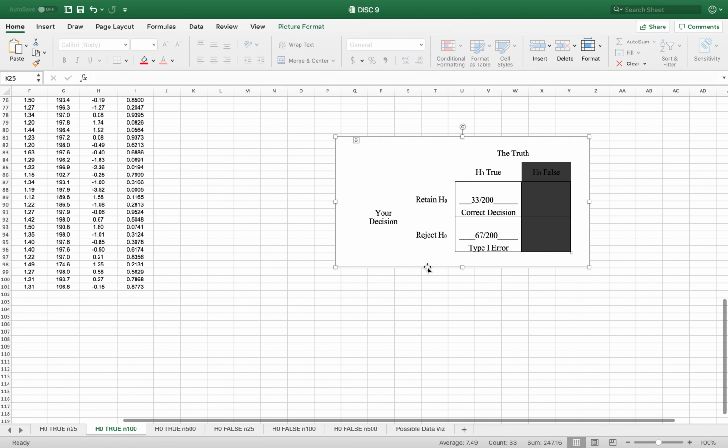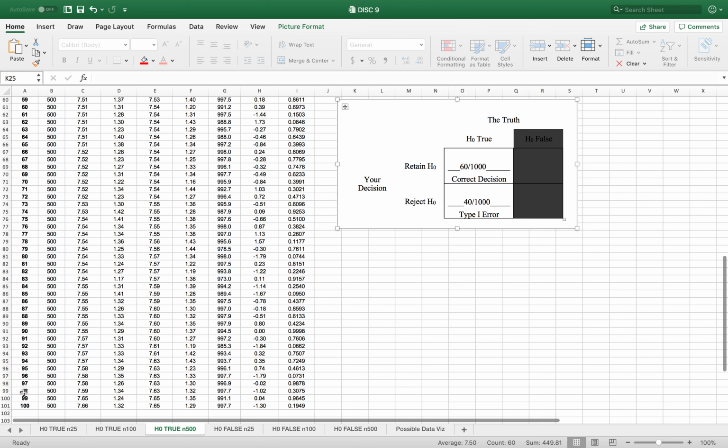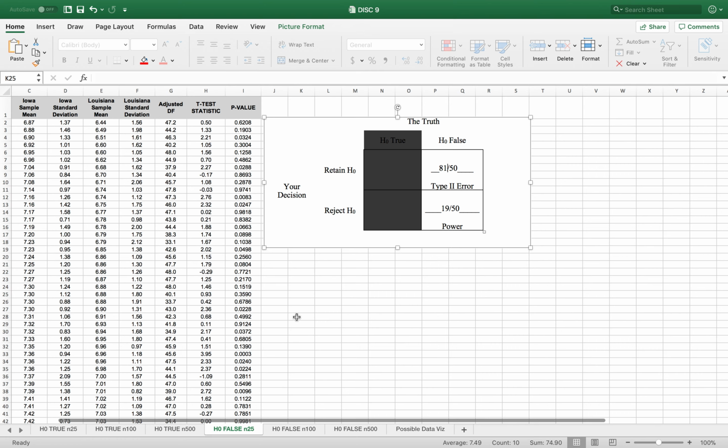And for true out of 100, I did the same thing, but I did them out of 200. To retain it, I counted 33 that were at the 7.5 mean range, and rejecting it is the rest. Same here, I did it out of 1,000 since you had 500 together. For the correct decision, I got 60, so then I did 40. These equal 100, because we do it 100 times. The 1,000 is because we're adding 500 of our n's together, or people, if that makes sense.